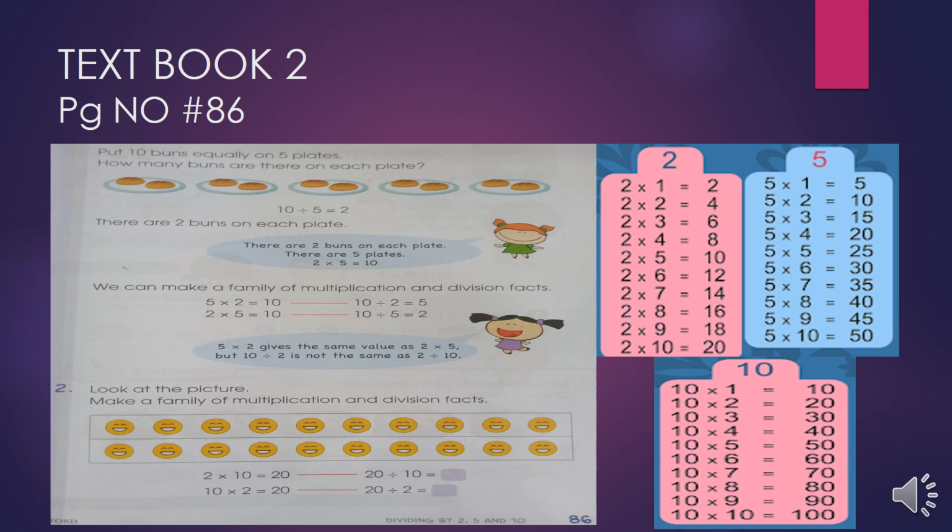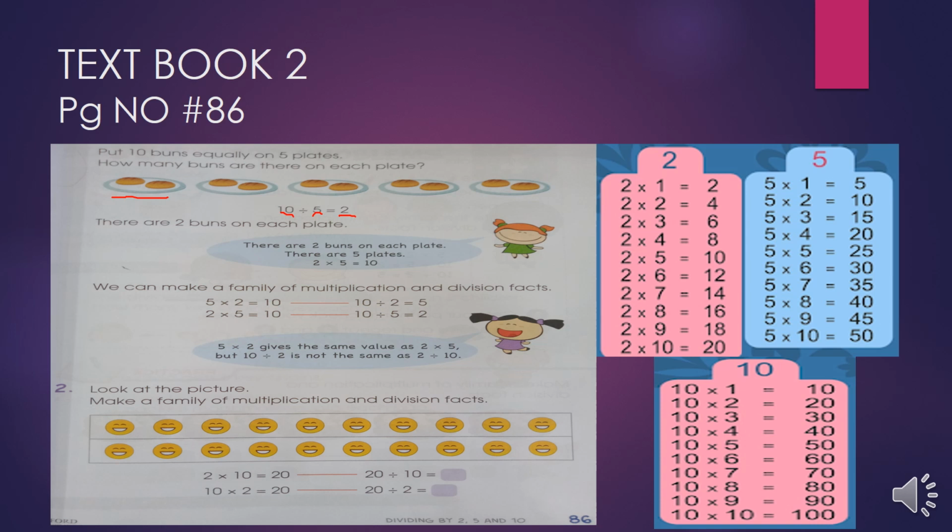Coming to the second part of that question: put 10 buns equally on 5 plates. Again, the total number of buns is 10, and we have to divide them equally into 5 groups. The groups are given as 5 plates. So what will be the equation? 10 in total, divided equally into 5 groups. Can you see 5 groups? In each plate you will get 2 buns.